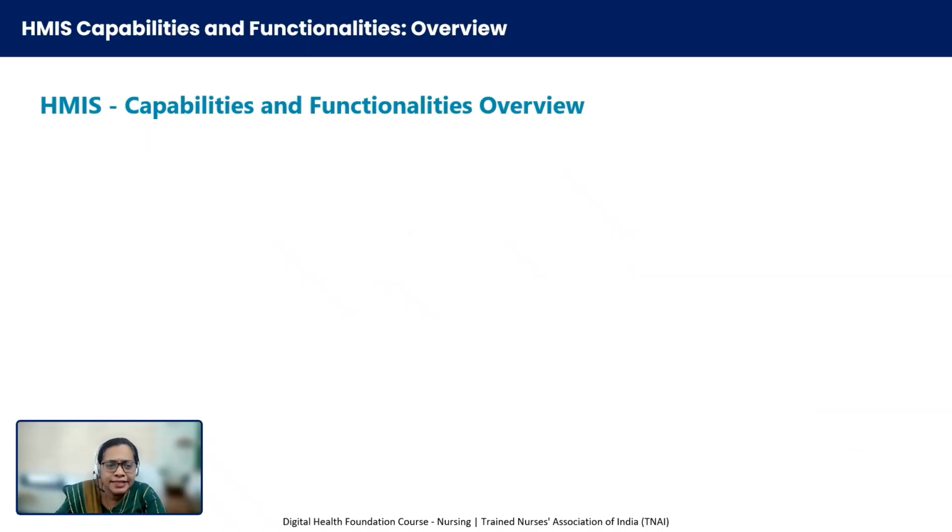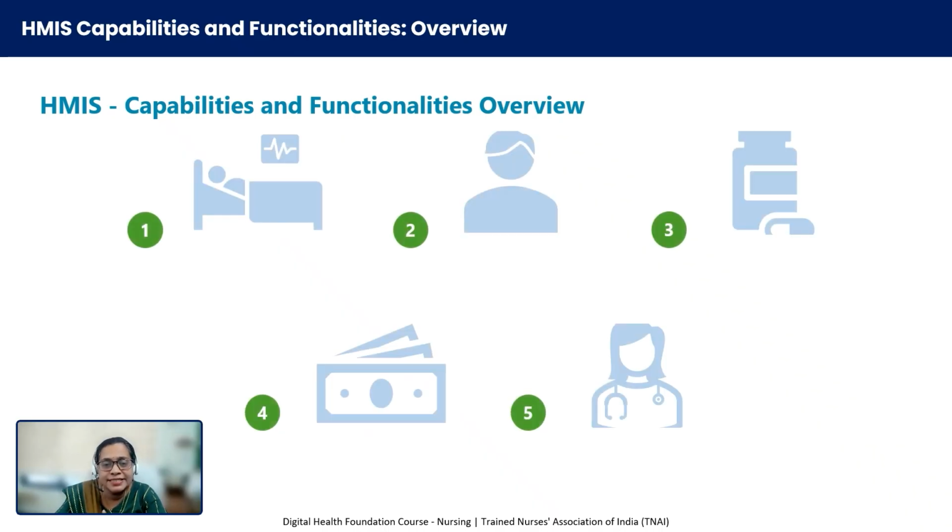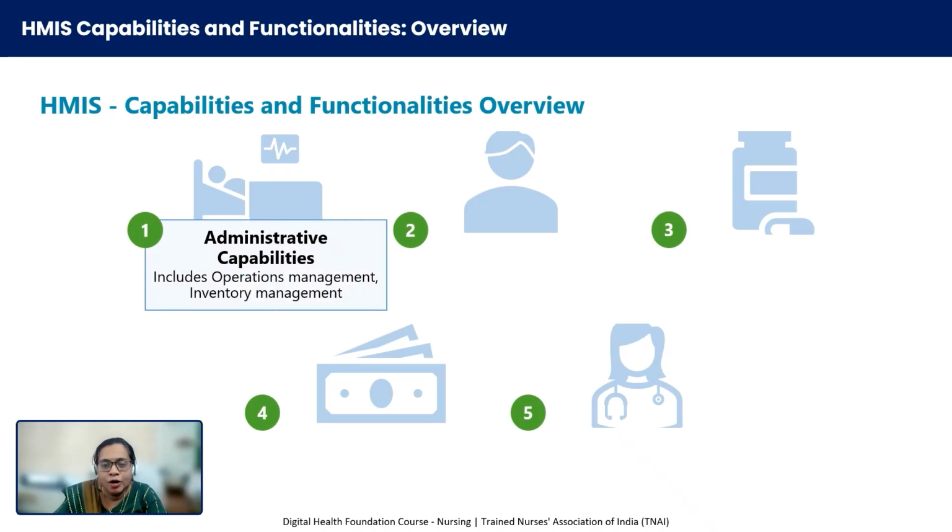Before we go to E-Sushrut, let's begin with what these HMISs are and the broader functions of HMISs in a hospital setting. HMIS is designed with 5 core capabilities. First is administrative capability. This would help us support hospital operations such as managing inventory, supply chain management, or internal processes.